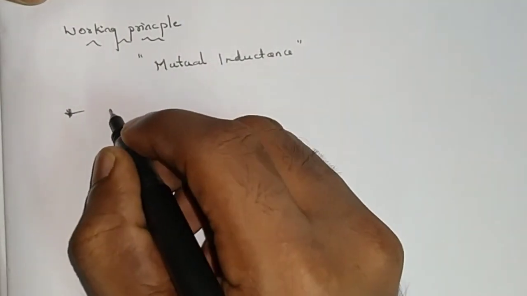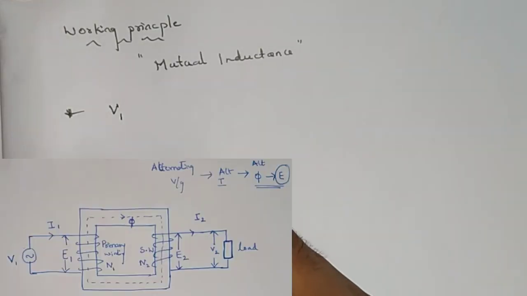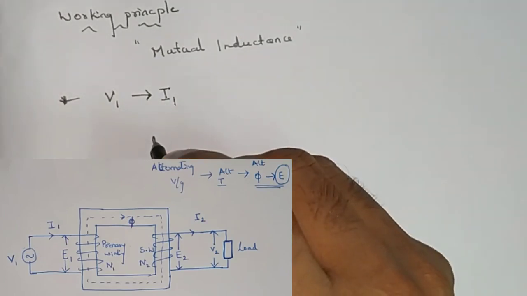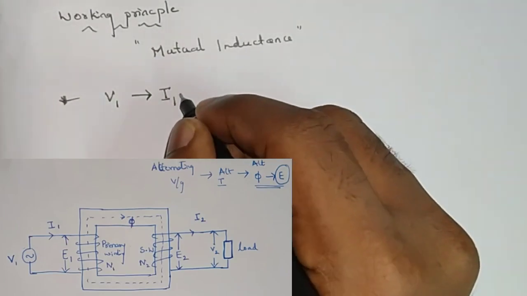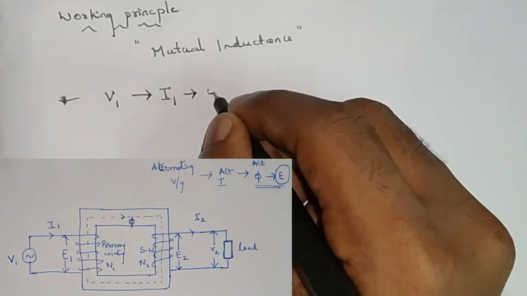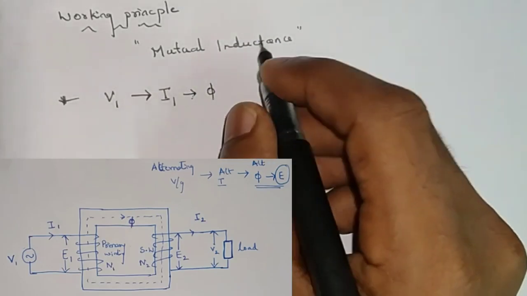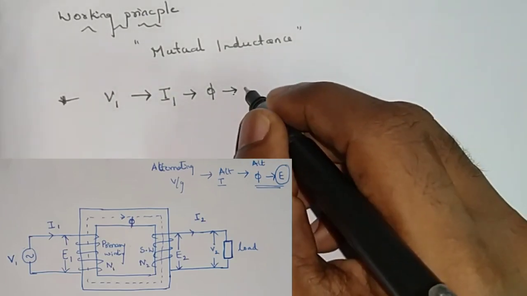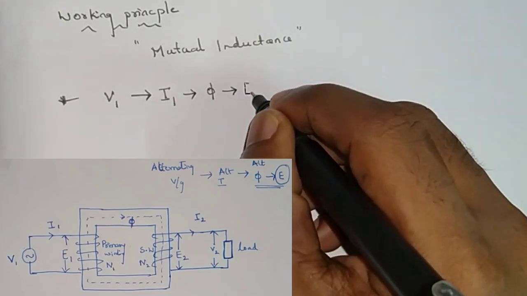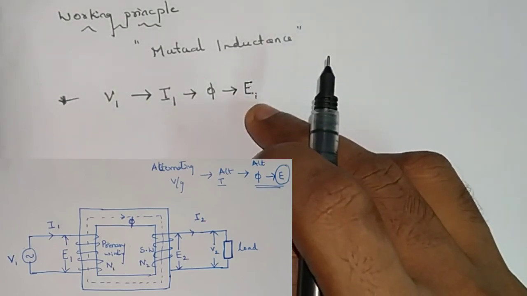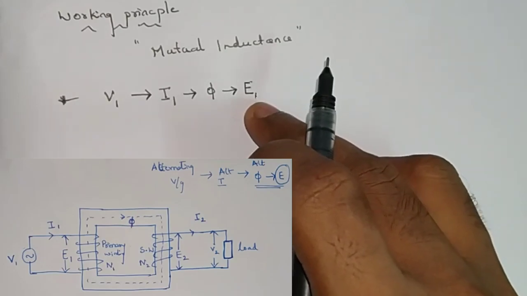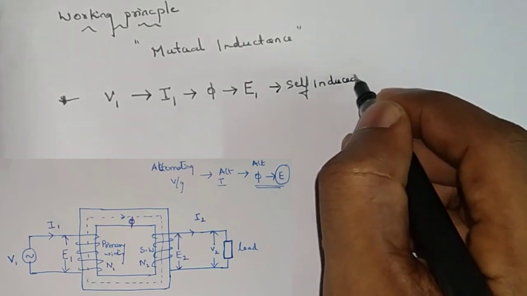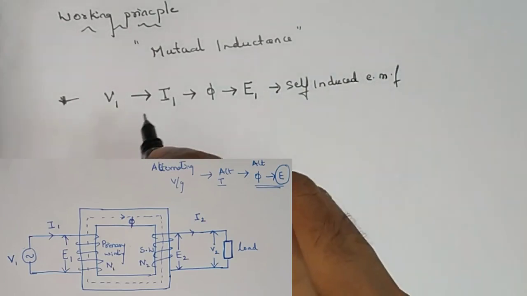As I told, when you apply the alternating voltage V1 to the primary winding, alternating current will start to flow in the primary side, which is taken as I1, and because of that alternating flux will be produced in the primary winding. This alternating flux will link the coil, that is nothing but the primary winding. So due to that EMF will be induced in the primary side. It is called induced EMF and it is taken as E1. This type of induced EMF is called self-induced EMF. So this is about the primary side.